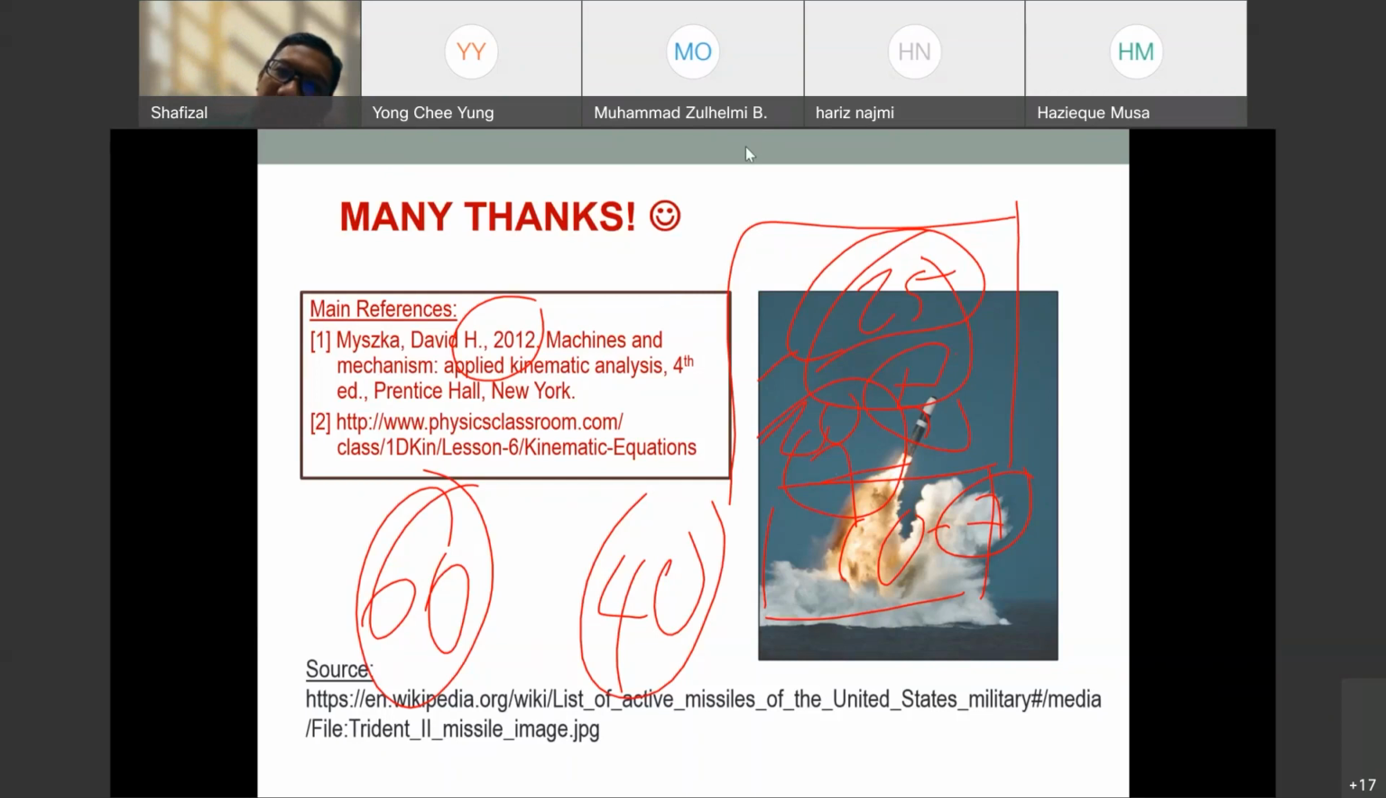Terima kasih, Doktor. Sama. You all senyap je dah pukul 11 dah.